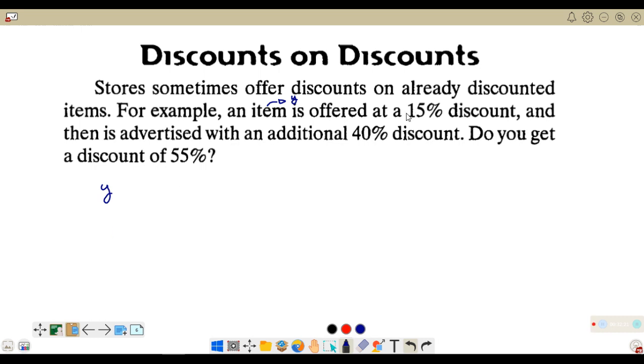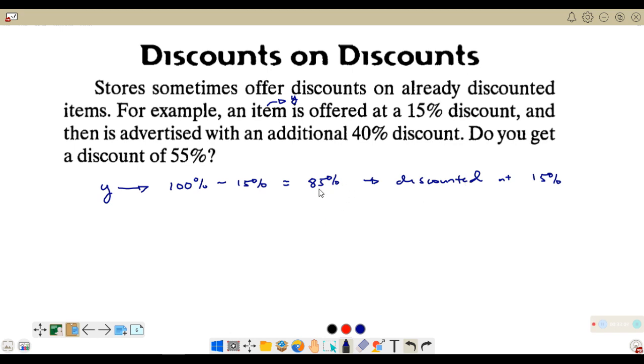Now, it is offered at 15% discount. So, kung meron tayong 100% initially na babayaran for Y, tapos tinanggalan natin siya ng 15%, magkano na lang yung babayaran mo after the 15% discount was applied. So, you are only going to pay for 85% of the original price, discounted at 15%. Ayan siya, 85% na lang.